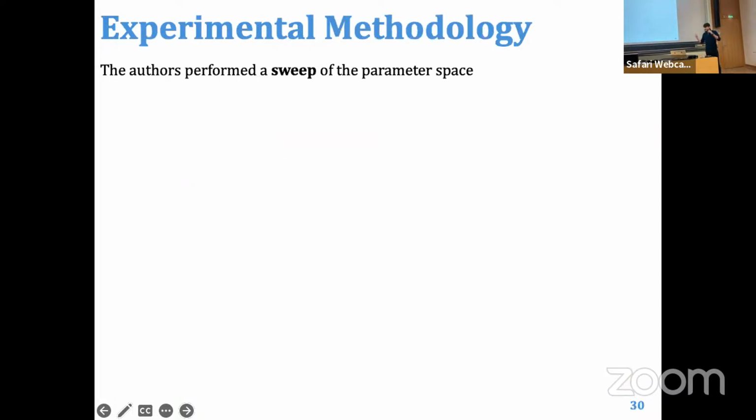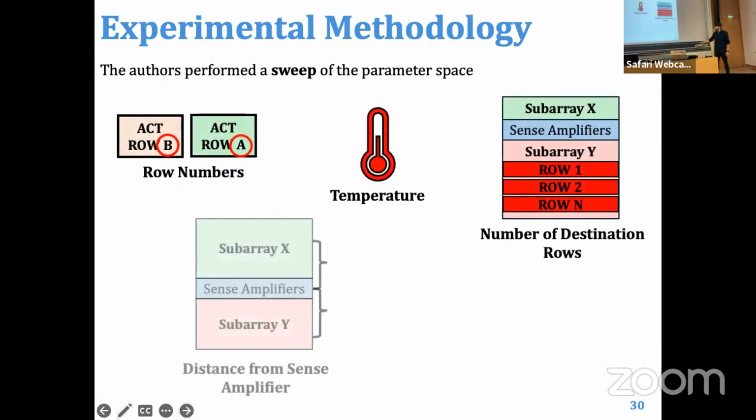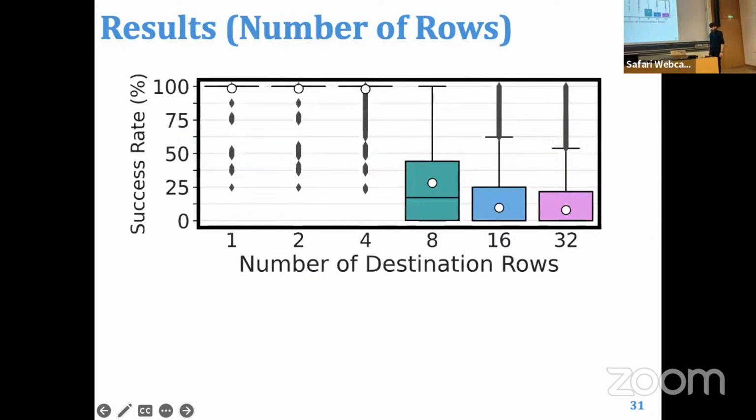And it's in DRAM. And they tried to experiment with this. So they did a sweep of the parameter space. They tried so many chips and they tried different row numbers. They tried different temperatures, different number of destination rows, different distances from the sense amplifier, and different speed rates, die sizes, and a lot of other parameters. So let's see a little bit some results for this specific NOT operation.